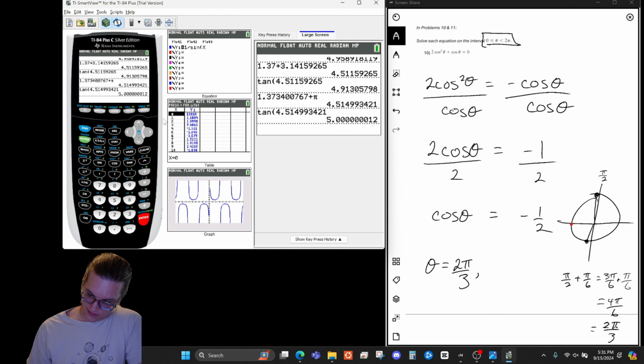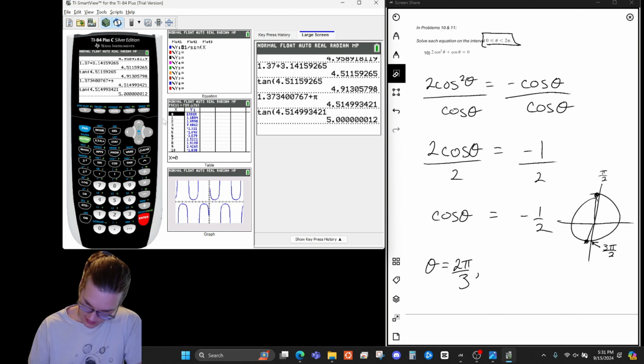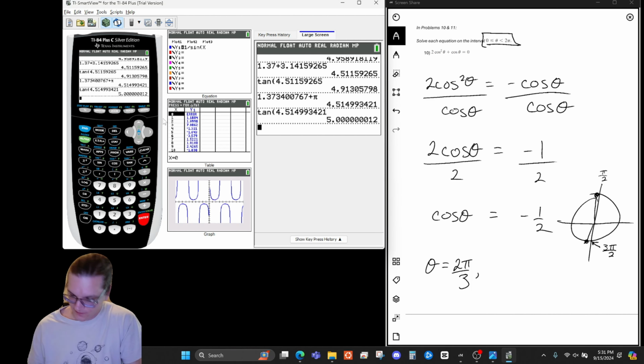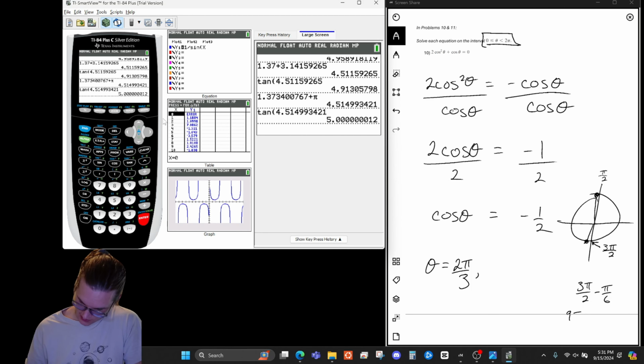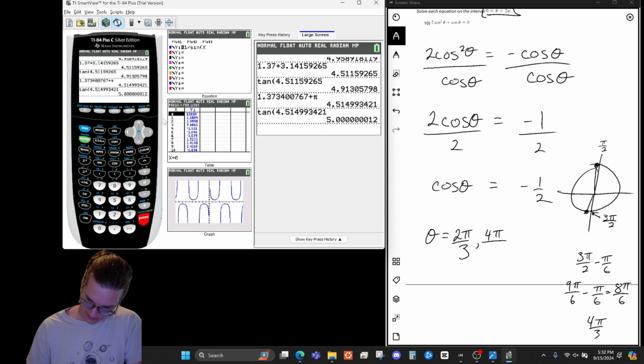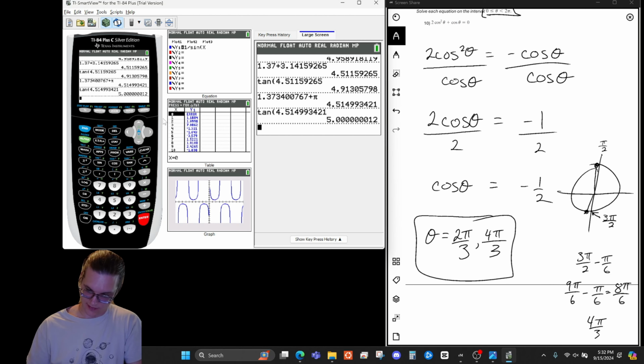Then the second one is down here next to, what is this, pi over 2, 2 pi over 2, 3 pi over 2. So this point is 3 pi over 2, and then this point is pi over 6 short of that. So another trick, unless you have a unit circle right in front of you, is to do 3 pi over 2 minus pi over 6, which is equivalent to 9 pi over 6 minus pi over 6, which is 8 pi over 6, which reduces to 4 pi over 3. Okay? And so that is your complete answer.